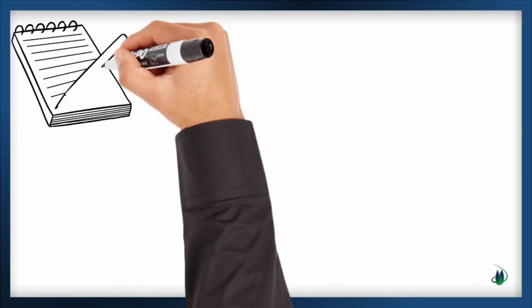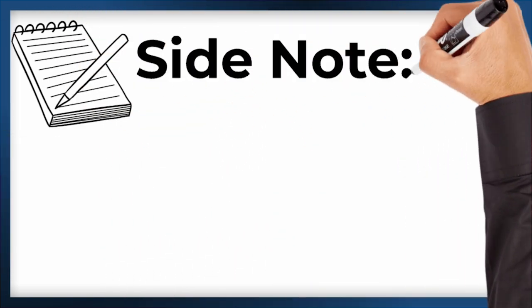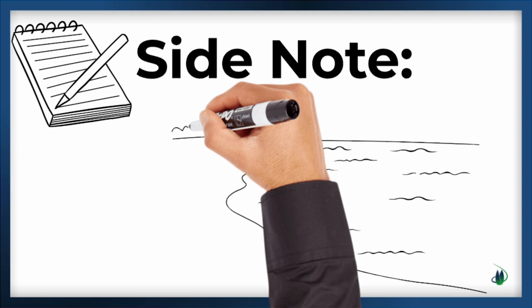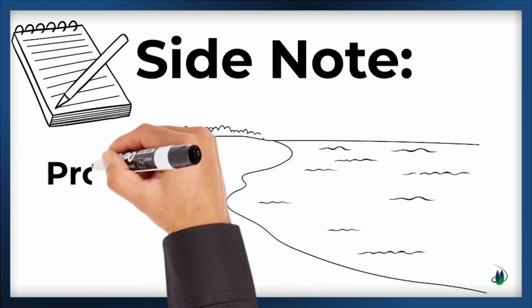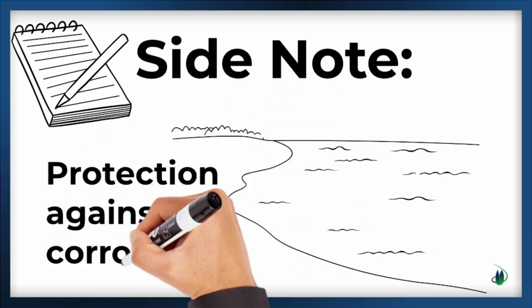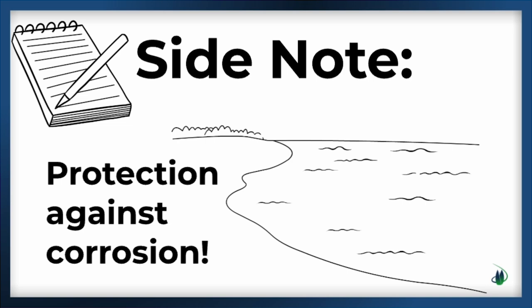Side note, if your site is on the coast or in another area prone to corrosion, be sure to mention it when ordering. Our team can apply specialized coatings to protect your turbines from environmental damage. Now, back to wind measurements.